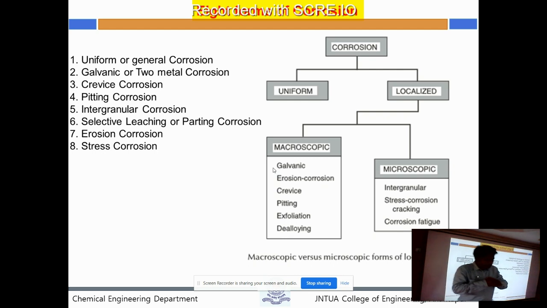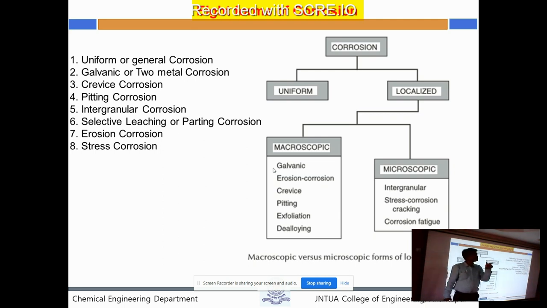Uniform means across the complete surface, if corrosion is taking place. That's called uniform. So let us say this is my metal. Now if this metal, all areas have been corroded, that's called general or uniform corrosion. Or localized, where only a specific site is getting corroded selectively, only this site is corroded. It's called localized corrosion. Now come to localized corrosion, because that is a very important corrosion.